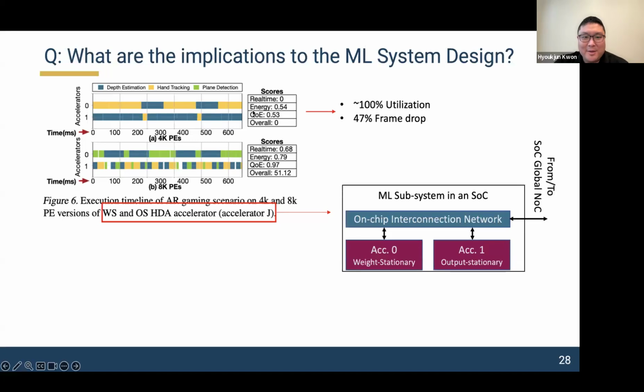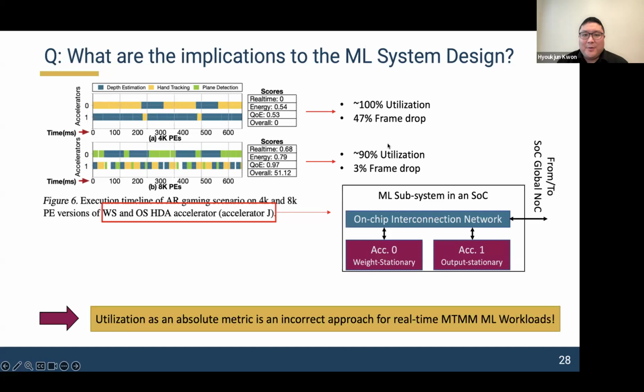However, if we take a look at the QoE score, we identified that it actually involved a 47% frame drop. For the second case, with a different accelerator, we can see some white space over here, which means the utilization was not 100%. We observed around 90% utilization, but we saw only 3% frame drop overall. Then the question is, which system is better, right?